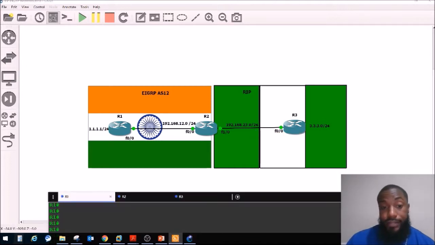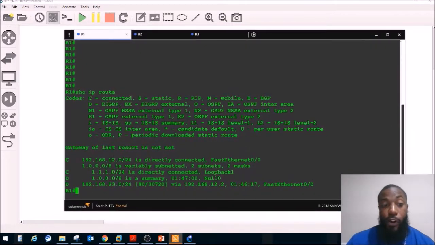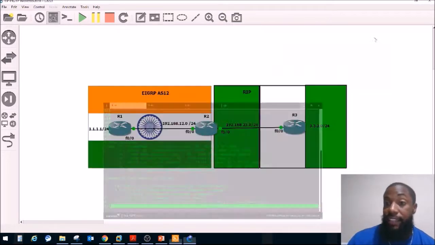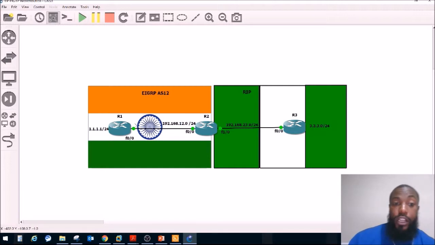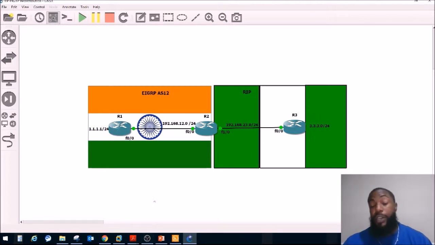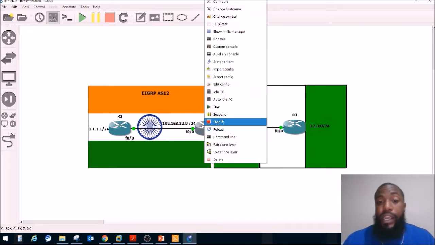Does he know about it? Let's double check. Nope. He doesn't know about the 3.0 network, which lies in the RIP domain right here. So we need to figure out a way to learn about this network right here. How are we gonna do it? Obviously, redistribution. Well, let's go ahead to router 2.